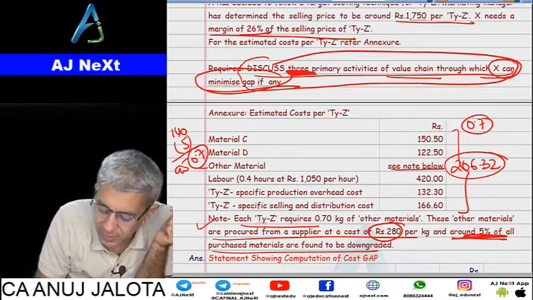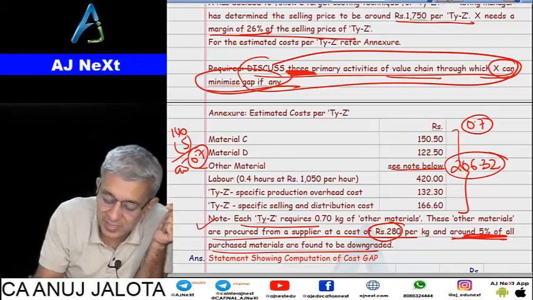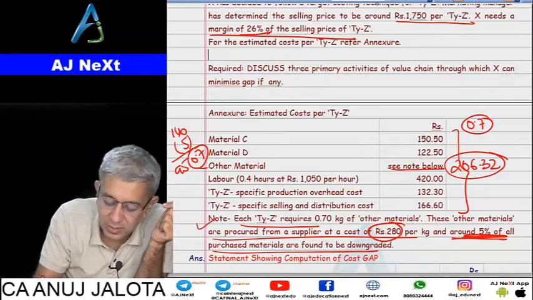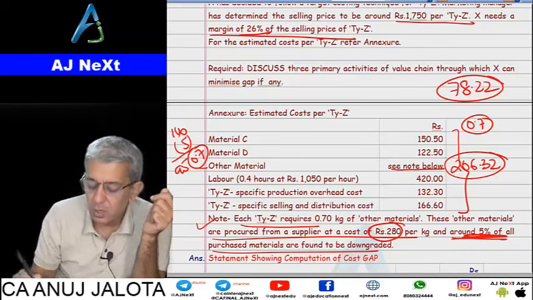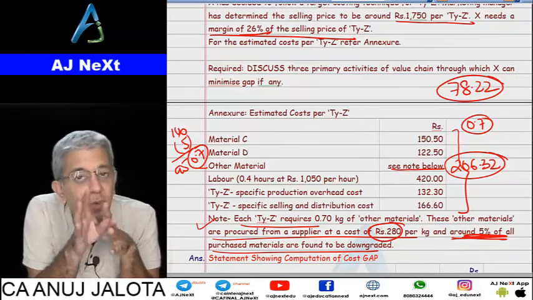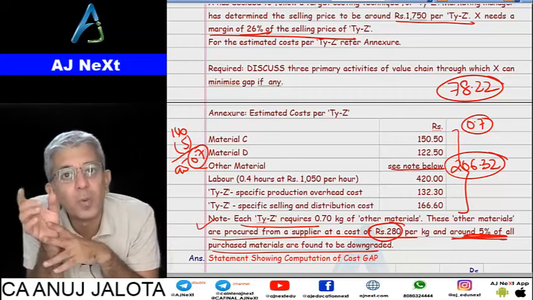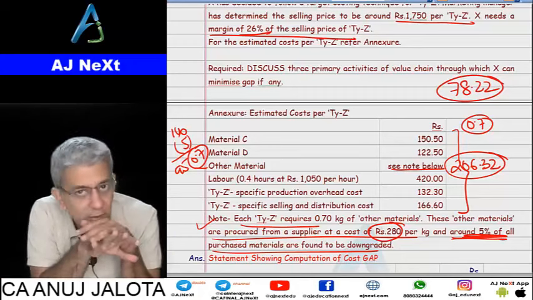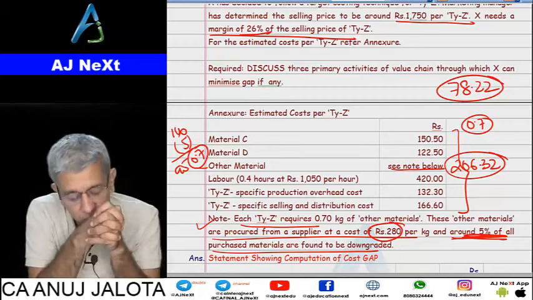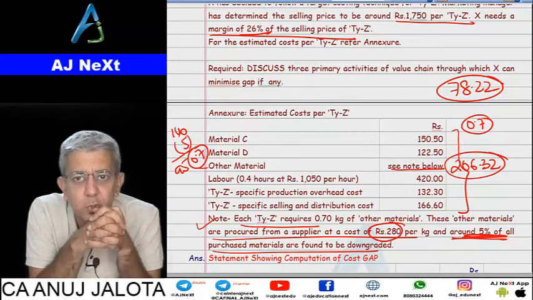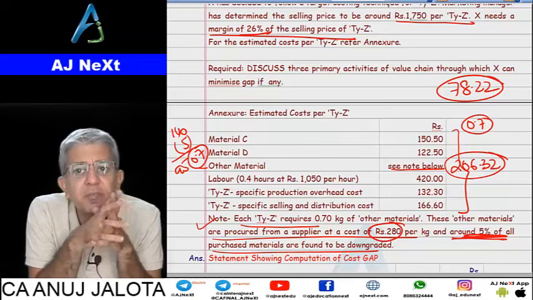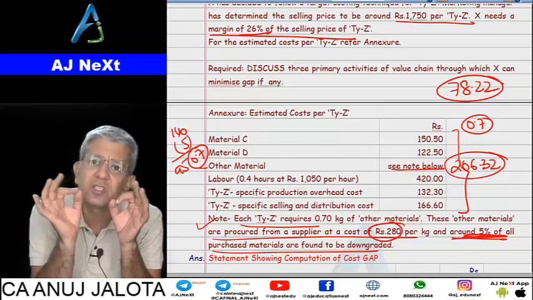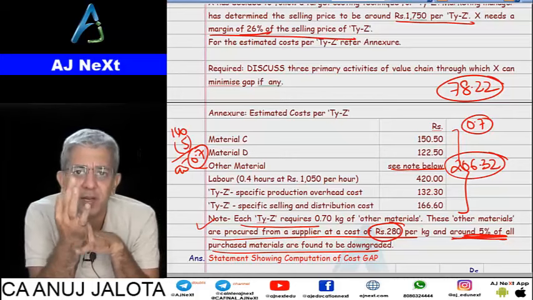Discuss three primary activities of value chain through which X can minimize the cost gap, if any. See, currently our cost gap is how much? 78.22. Now, we will not be able to suggest how much cost we can try to reduce. You cannot do that because there is no data in this question. But what you have to do is give just suggestions of three primary activities through which we can try to cut down our cost.